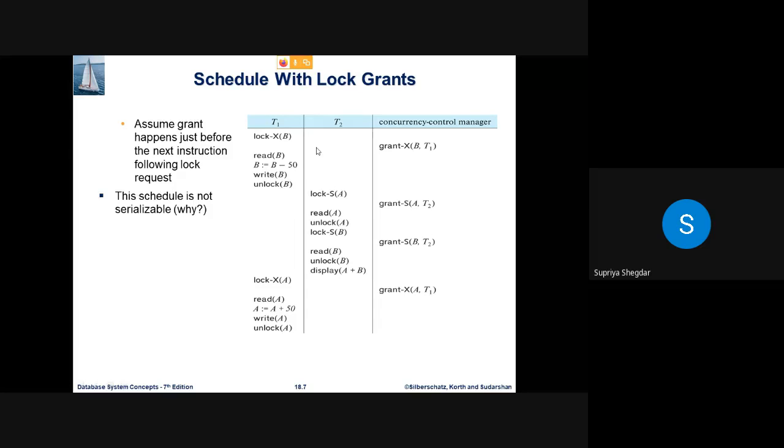Okay, so why does this happen? Because the transaction T1 has unlocked the data item B too early. If the transaction T1 had unlocked the data item B just after the write operation on B, then whenever in transaction T2 we read the value of B, we would be reading the value that is 50, means whatever was written by transaction T1. Okay, so this schedule is not a serializable schedule. This is one example of a schedule with lock grants.